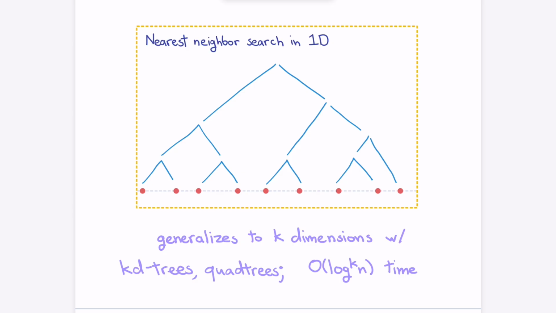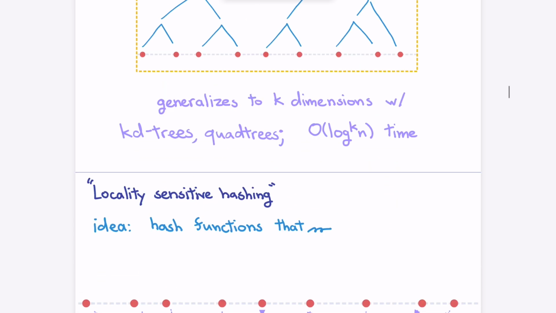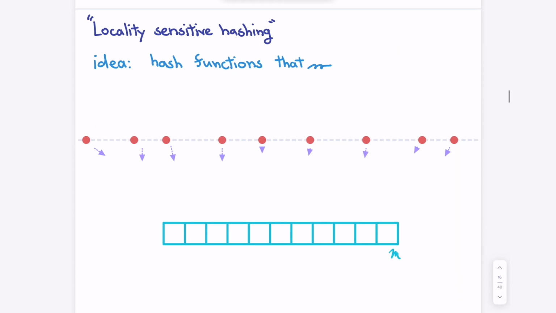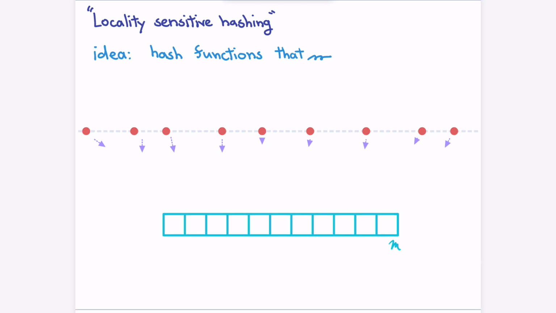But the key point is this works great in low dimensions. They'll still use this in computational geometry a lot, right? But it won't really work for these kind of big data, internet scale things. All right, so that brings us to this idea of locality sensitive hashing.